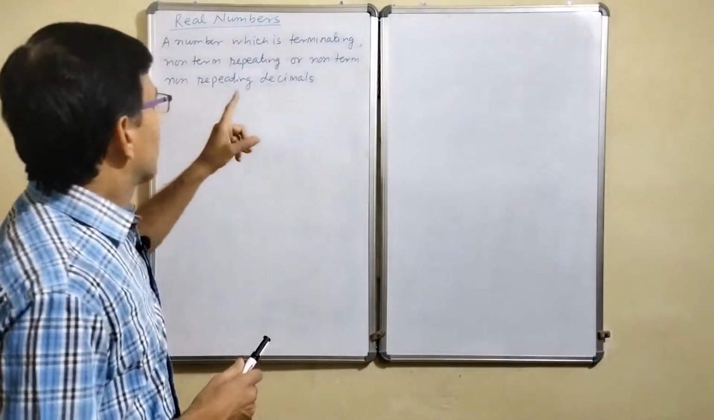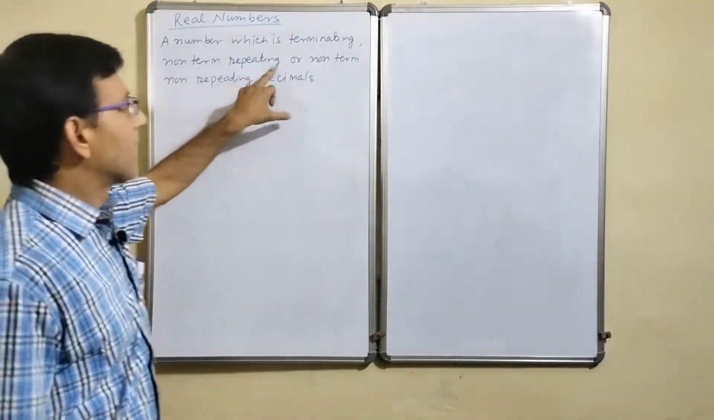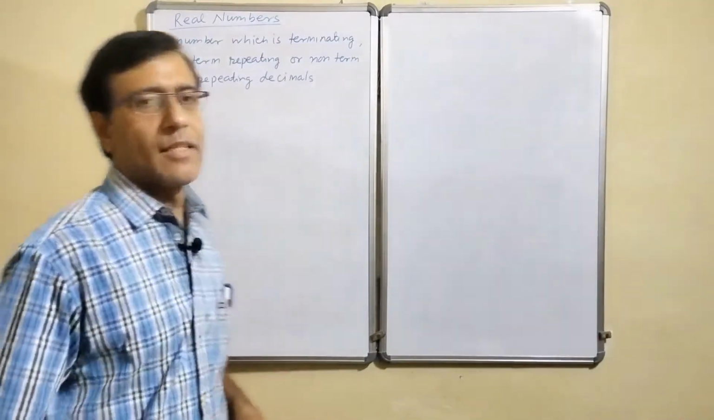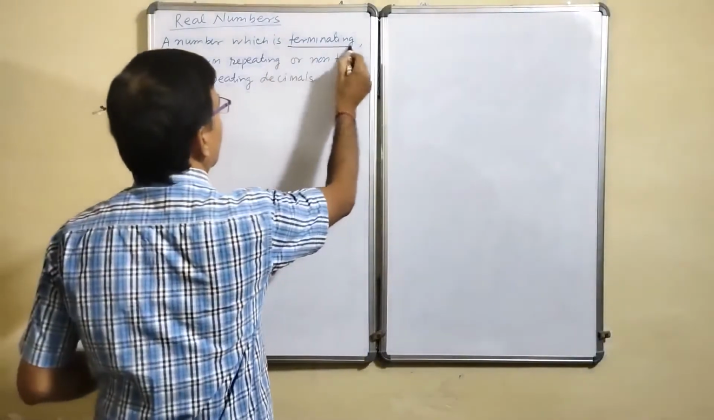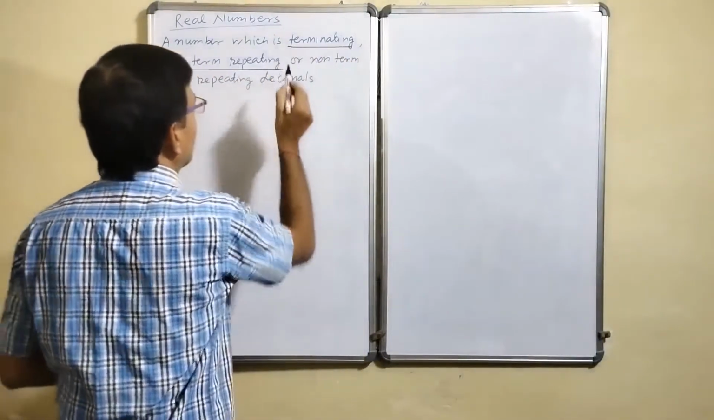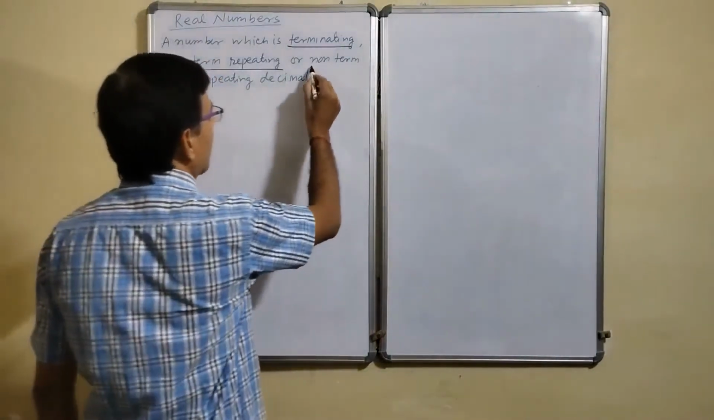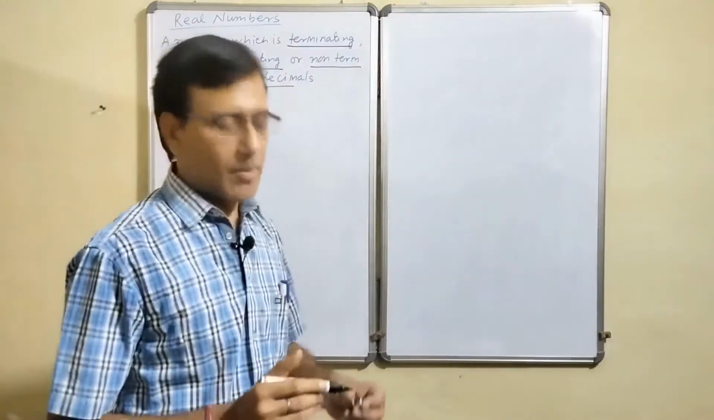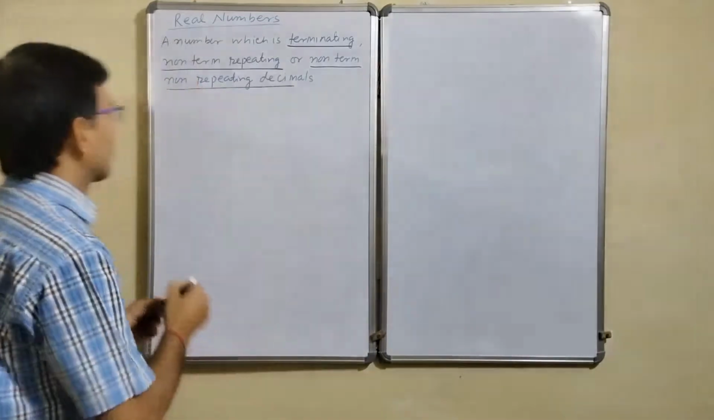A number which is terminating, non-terminating repeating or non-terminating non-repeating decimal, that is called a real number. So that means this one is terminating and non-terminating repeating, this is a rational number, and if a number is non-terminating and non-repeating, it is an irrational number. So that means it is a combination of rational and irrational numbers.